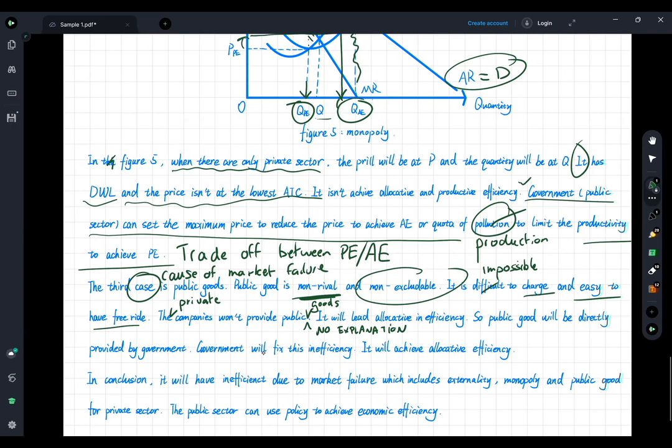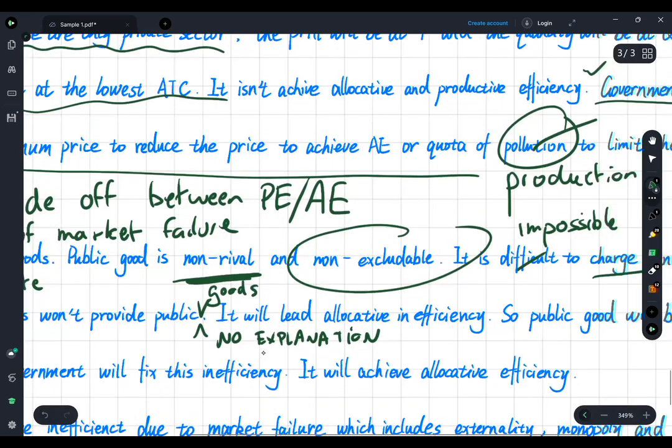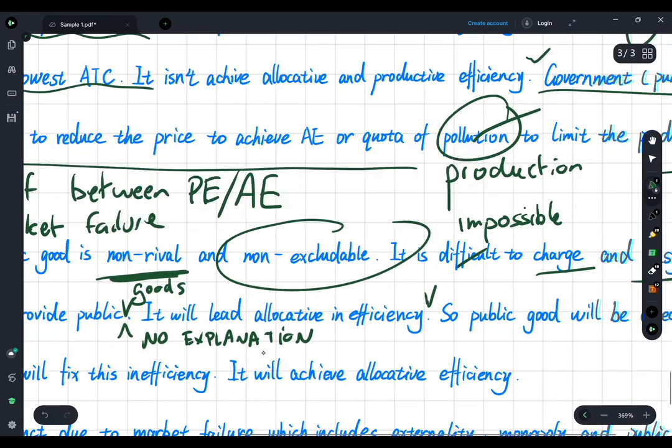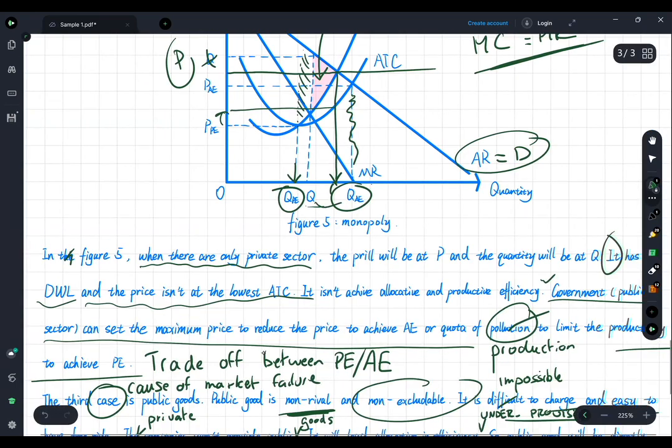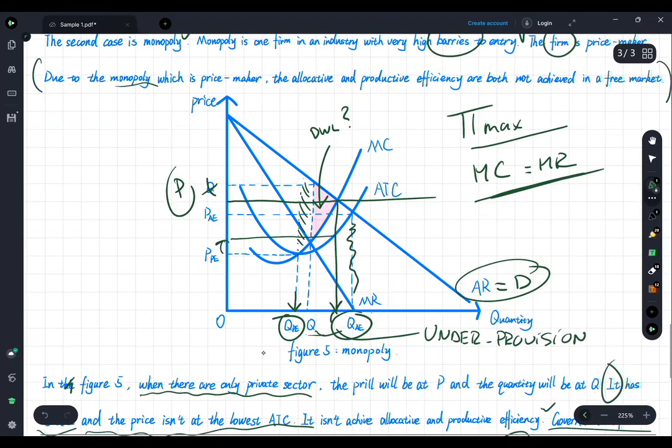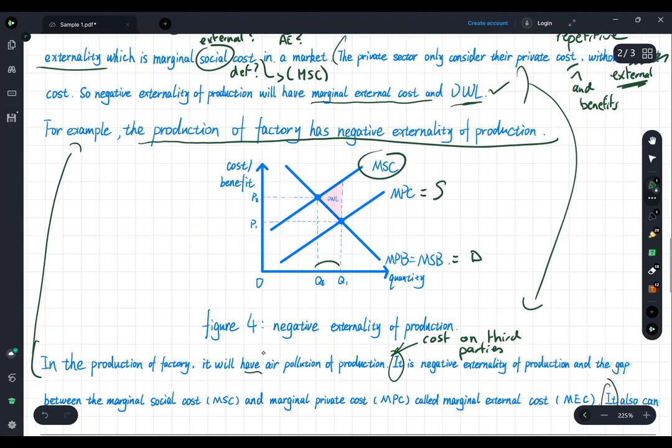That's the explanation that is missing. It will lead to allocative inefficiency, and actually, we should mention the keyword under provision. Even before, I forgot to mention it earlier, but same thing in the case of a monopoly. Here we should compare these two values and say, okay, we have an under provision here. The free market does not produce enough.